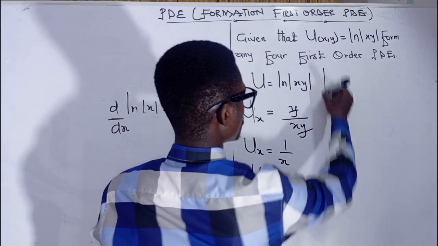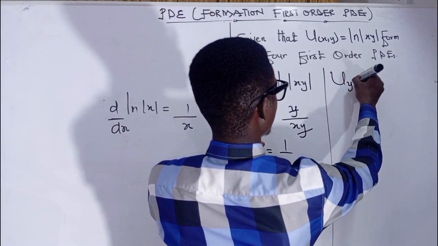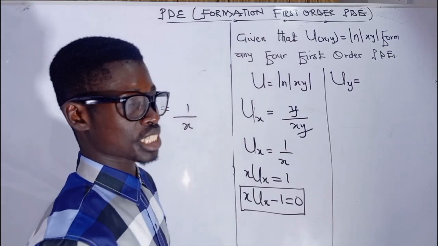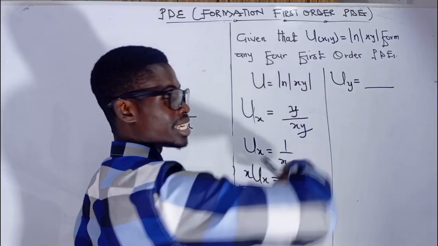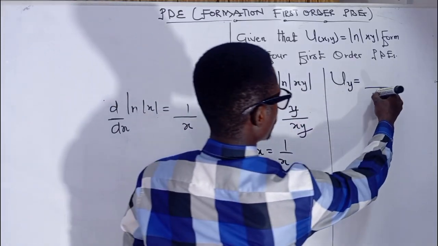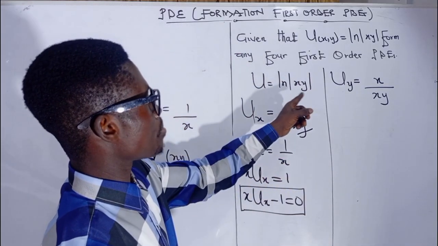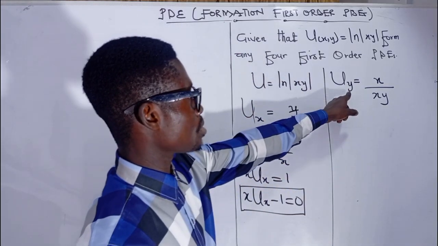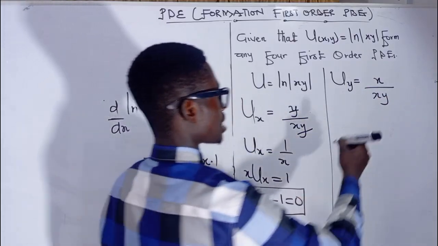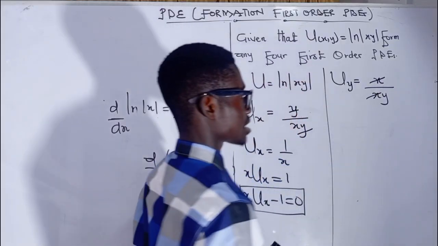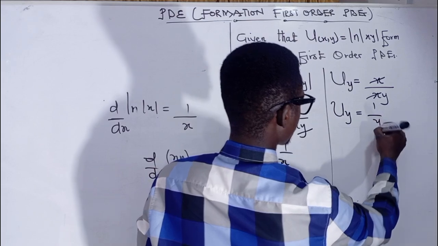Now once we are done, we move on to the partial derivative with respect to y. So we have uy. With the same concept, we are going to differentiate the inside all over the inside. All over the inside, we have xy. So when we take the partial derivative of the function u with respect to y, we are getting x all over xy. So from here, we can see that this x will cancel this x. We are left with uy is equal to 1 all over y.